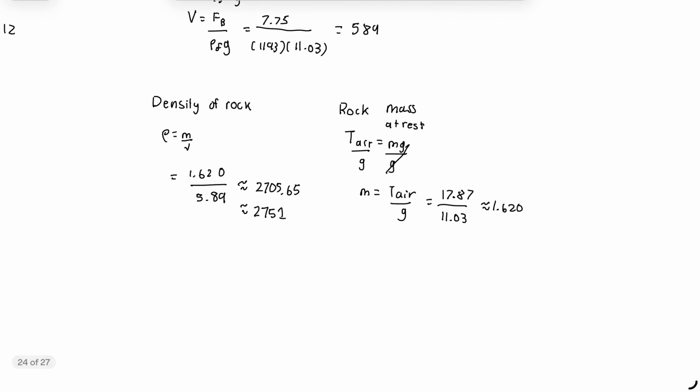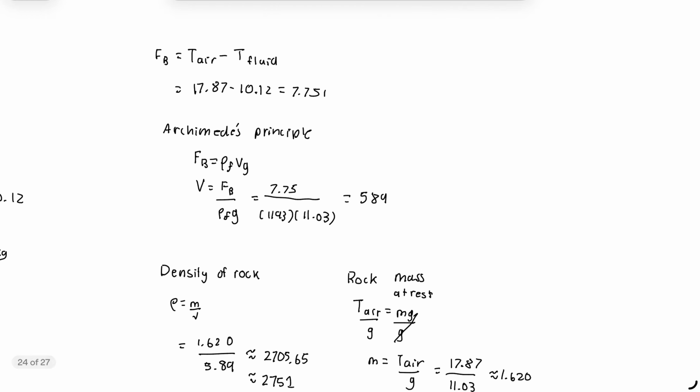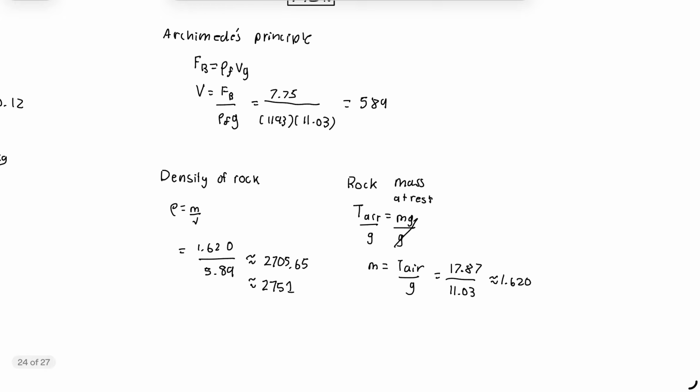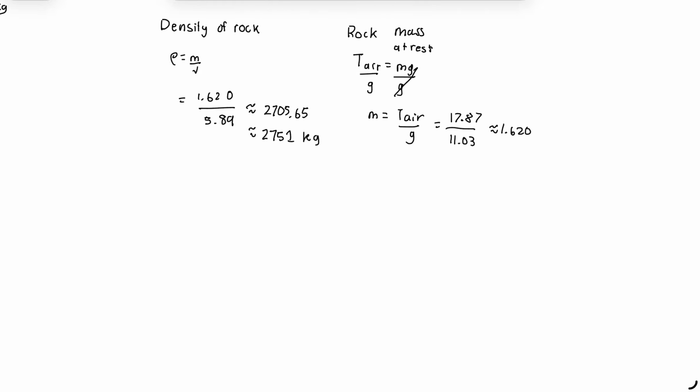So now we have our buoyant force, FB in newtons. We have our volume, 589 in milliliters. And we have our density in kilograms per meter cubed.